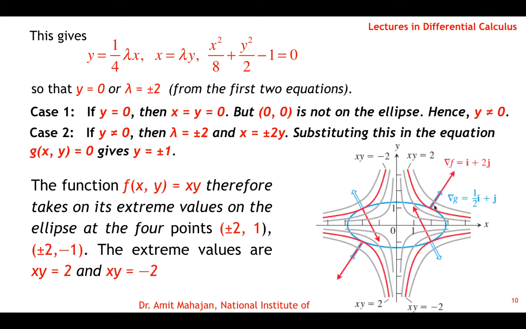For this particular point they are in the same direction, and gradient of f is 2 times gradient g. So lambda is 2 here for this case and also for this third case. For the second and fourth quadrant the lambda value is minus 2, the gradient of f is minus 2 times gradient of g.